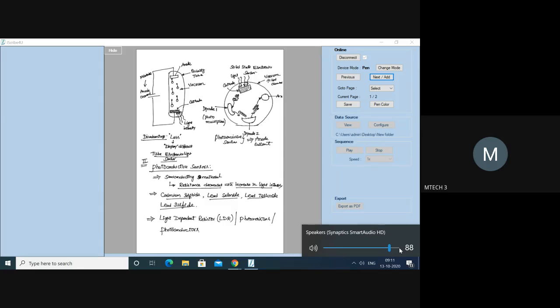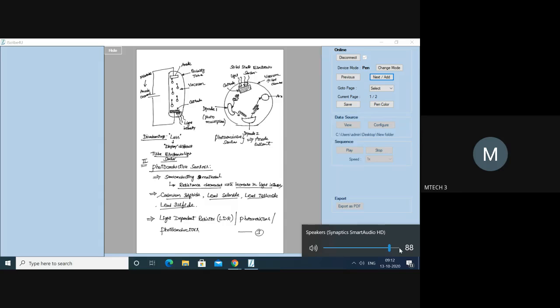Is it clear now? Again, I repeat: the second method is called the photoconductive sensor. In case of a photoconductive sensor, we use a semiconducting material, and here the resistance of the semiconducting material decreases with increase in light intensity. These are the different materials which we are going to use, and it's also called LDR, light dependent resistor, photoresistor, or photoconductor. Next is about the circuit. We'll just move on to page number 3.